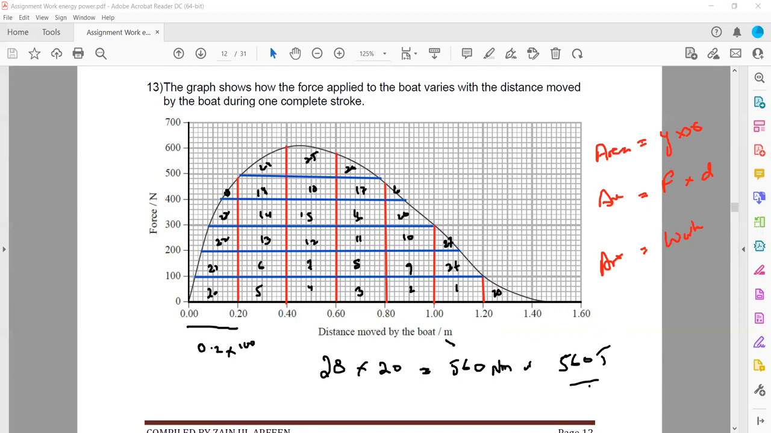Is it clear? Yes, sir. So that's how we solve a question in which we have a non-linear graph.